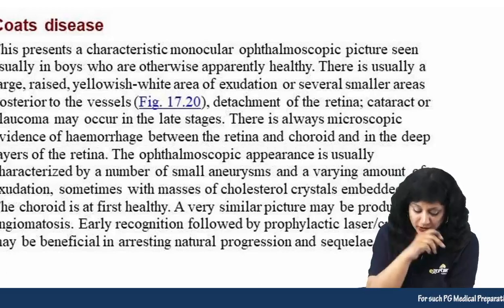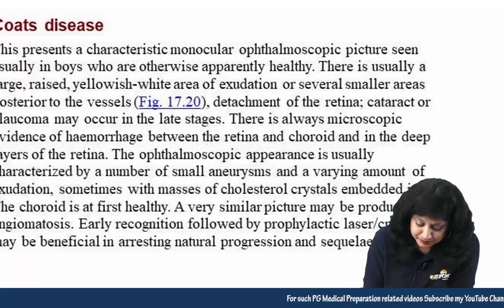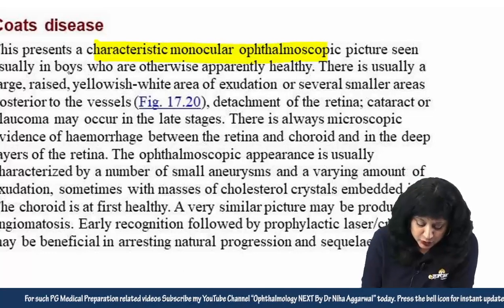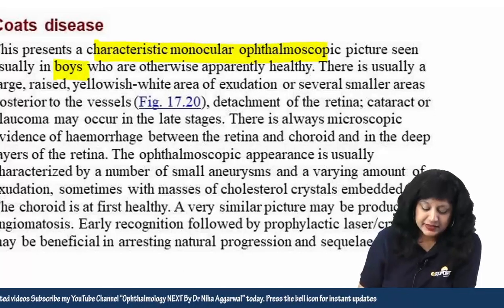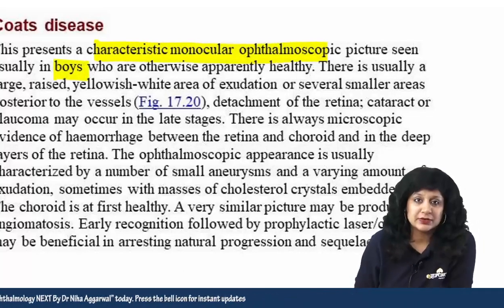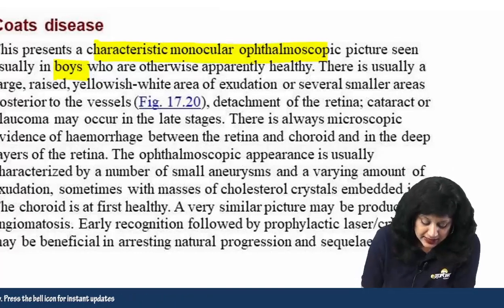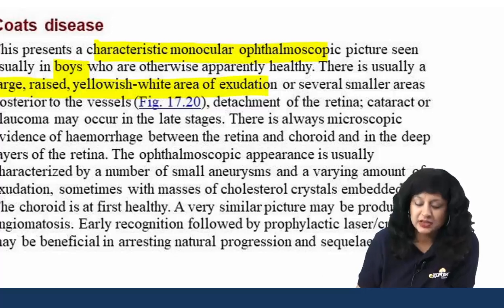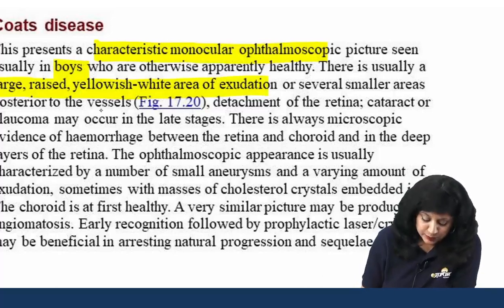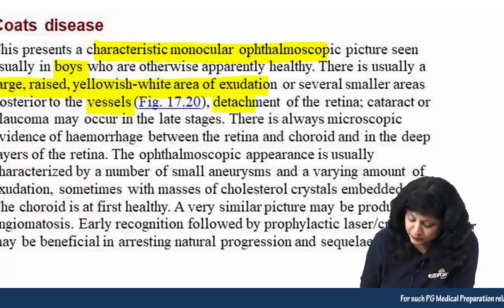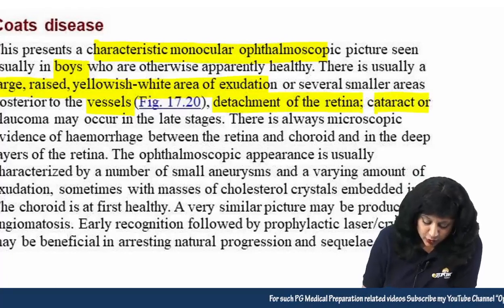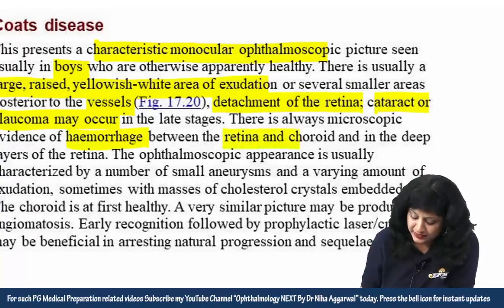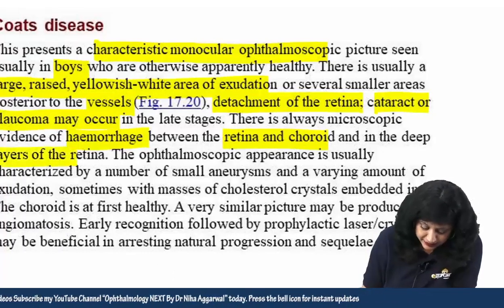and the inflammatory pathologies. This is presenting a characteristic monocular ophthalmoscopic picture usually seen in boys, and this is unilateral. So unilateral, seen in boys, large raised yellowish white area of exudation, and we can even have smaller areas posterior to the vessels. Detachment of the retina, we have cataract or glaucoma may occur, and there is always microscopic evidence of hemorrhages between the retina and the choroid and in the deeper layers of the retina.